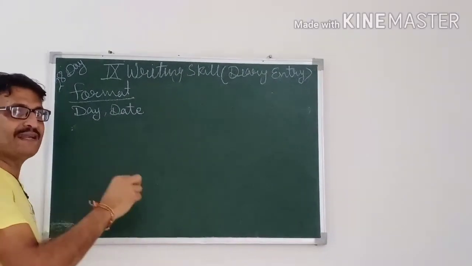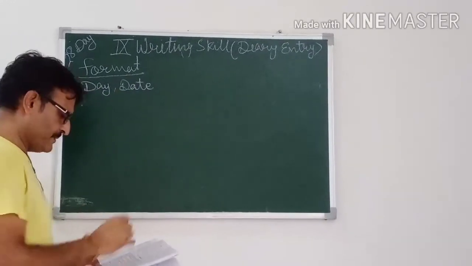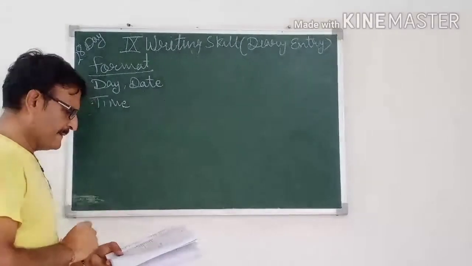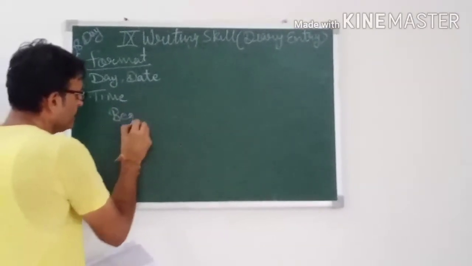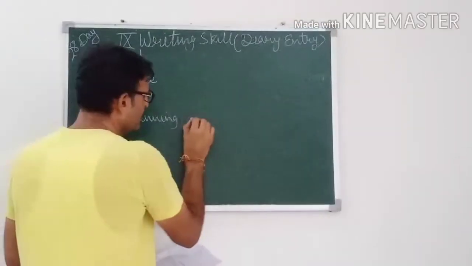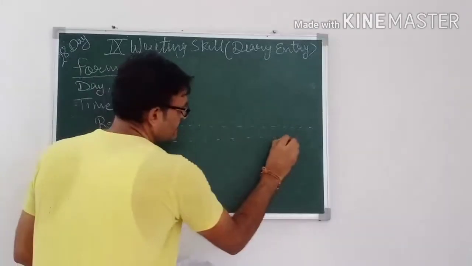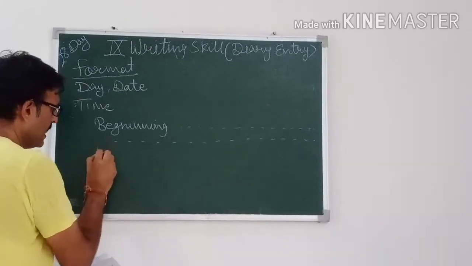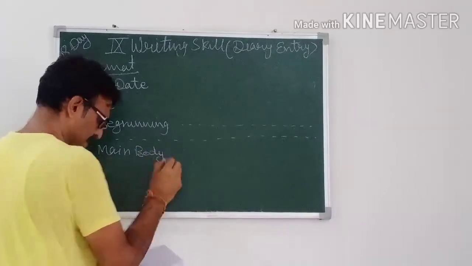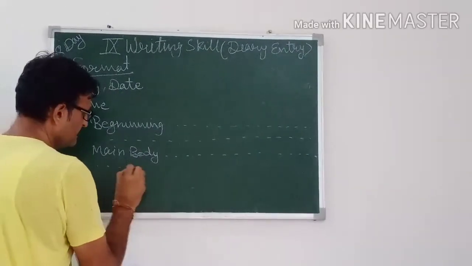The format of the diary entry will be in this manner. At the left corner of the sheet or the paper, you have to write the date, and another thing, the time. Three things will be there, and after that comes the beginning. Your beginning should be in journal sentences like this. And after the beginning, there will be the main body of the diary entry in the same manner, like this.